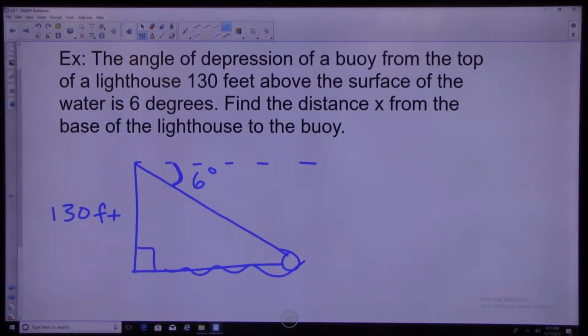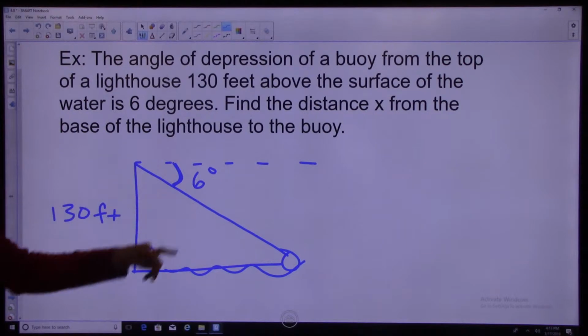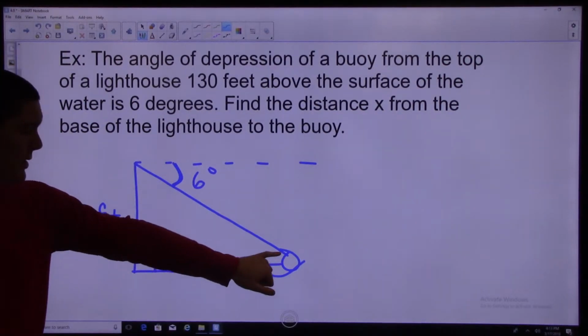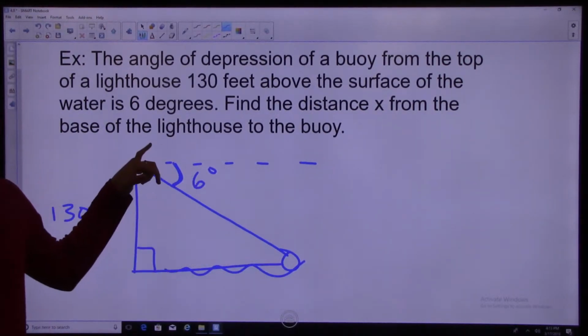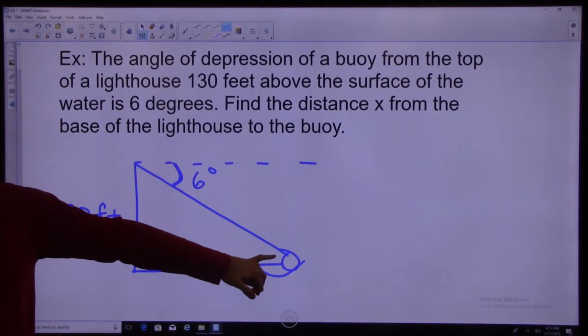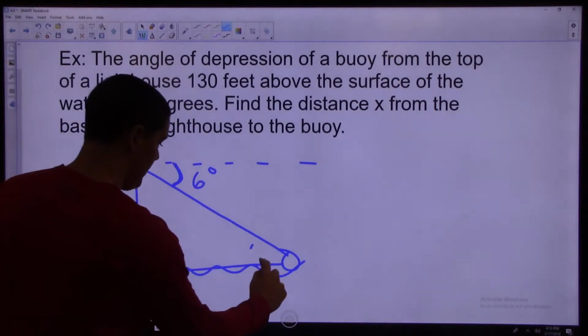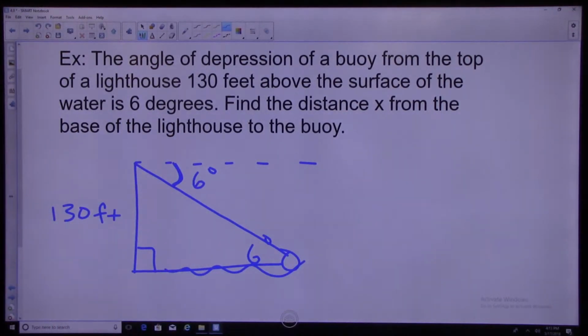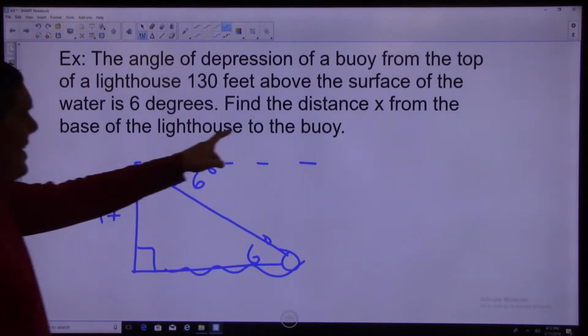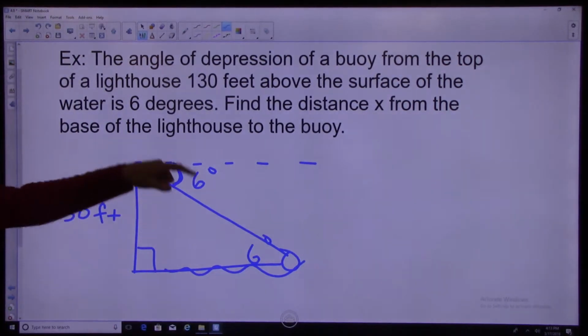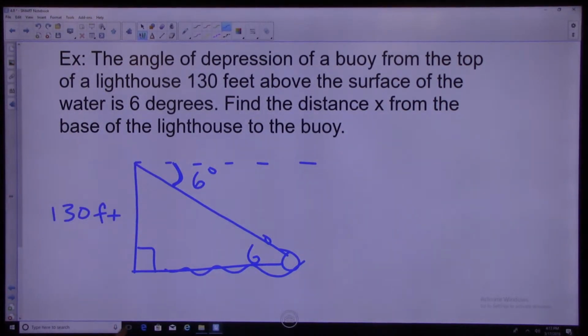So we've got this angle of depression being 6 degrees. So let's say you were down here at the buoy and you were looking up at the top of the lighthouse. What would the angle of elevation be? Well, the answer is 6 degrees. The angle of elevation and the angle of depression are going to be the same because those are alternate interior angles. And that was a geometry concept. So what we're trying to figure out is the distance x from the base of the lighthouse to the buoy. That's what we're trying to figure out.